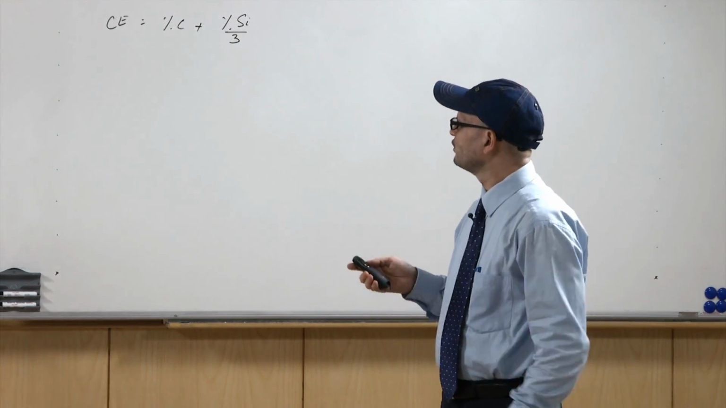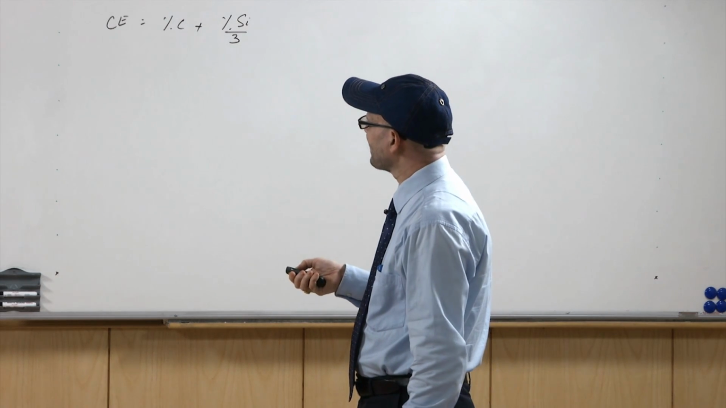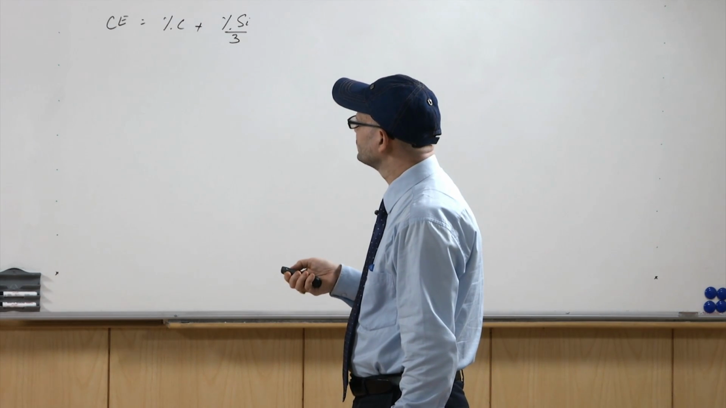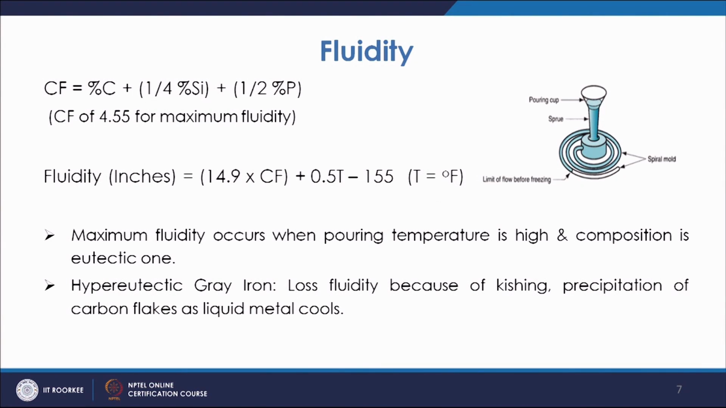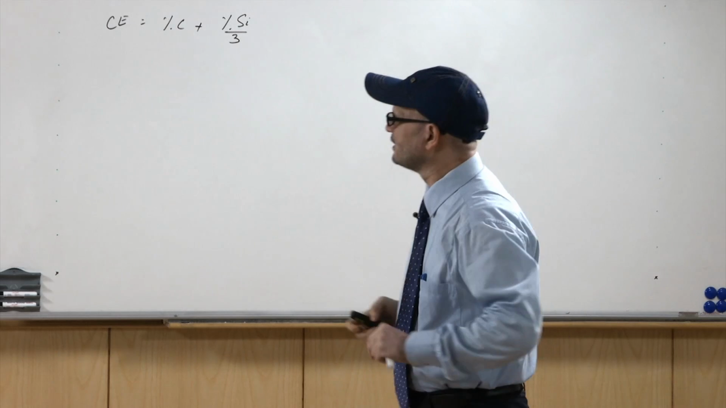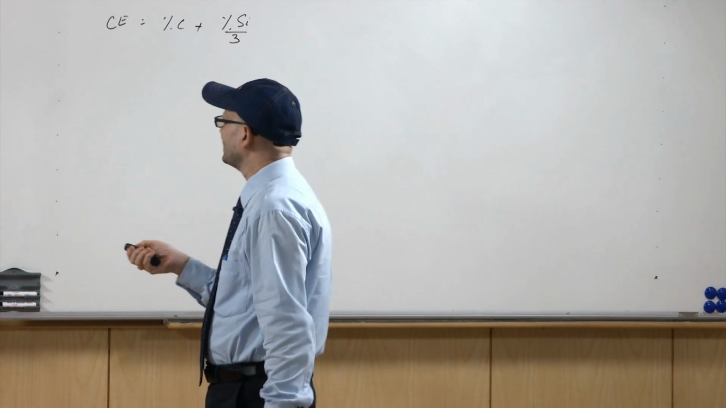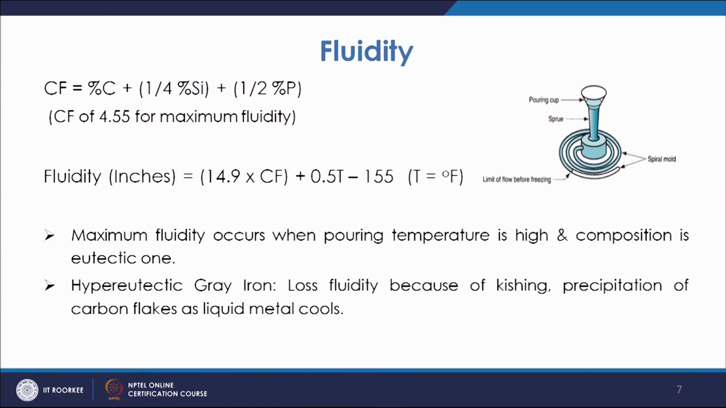Now, in the case of fluidity, as you see, this is a spiral fluidity test where this spiral casting is made. You have the sprue and runner, and there are standard dimensions of these spirals. You have a certain cross section, and there is a certain gap in between the spirals, and there is marking in inches along the spirals. Once the metal is poured, it is seen up to how many inches the metal travels.